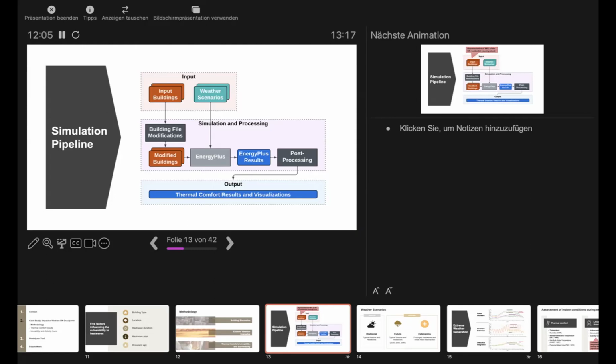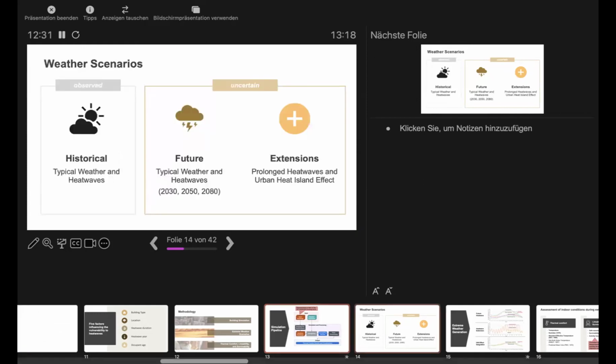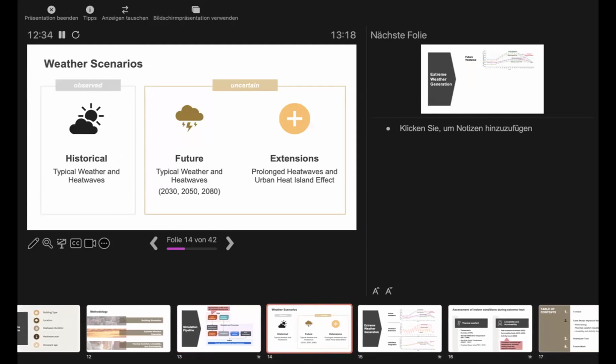So again, the pipeline that I implemented here just allowed me to run a lot of combinations with the buildings and weather scenarios I want to look at. And I now want to talk a bit more about the inputs that we're using. For the buildings, because we look at the UK, we have data that's representative of 88% of the UK housing stock. And for the weather scenario, which is again quite important, we use three main types of weather scenarios.